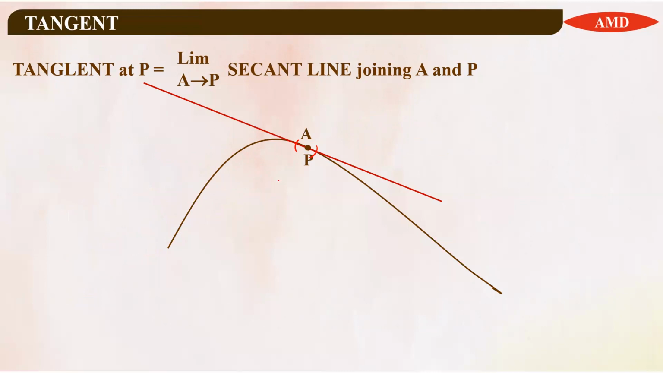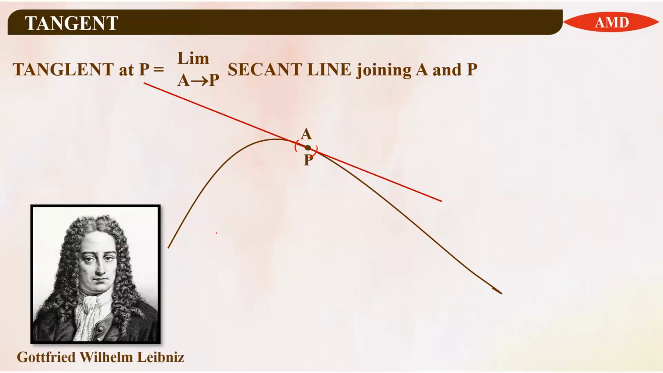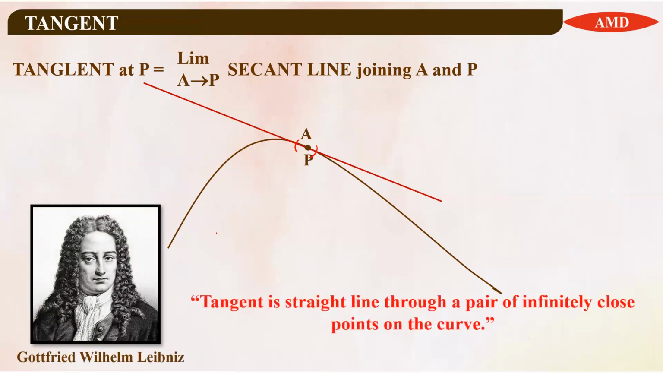In this definition, as A approaches closer and closer to P, whether from the left hand side or from the right hand side, we must get the same line. If we were to get two different lines, in that case, those two lines cannot be called tangents. The famous mathematician Leibniz defined a tangent as a straight line through a pair of infinitely close points on the curve.